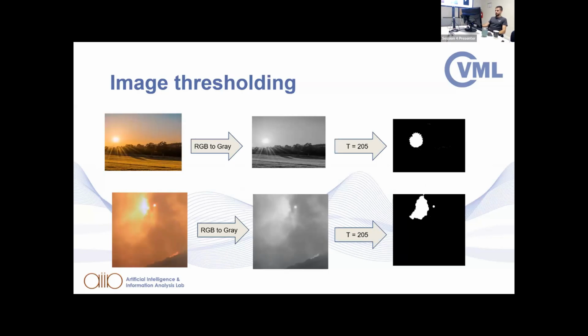However, here we see some examples where this technique gives wrong results. For example, in the first one, we have the sun that is very bright, and this approach segments the sun, which is not our object of interest. And in the second, which is an even more important wrong result, we have a fire, but because the sun is brighter than the actual fire that is behind the dense smoke, we again segment the sun.